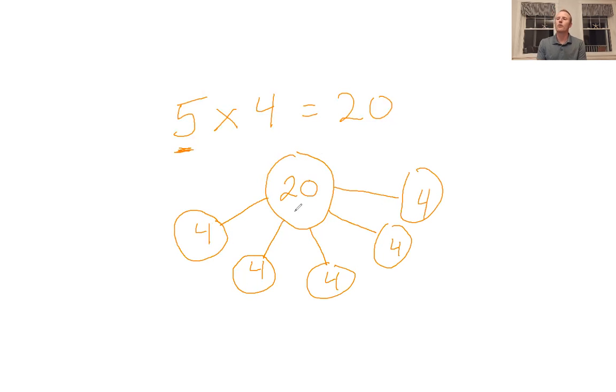All right, so this number bond, again, shows 5 groups because there are 5 separate arms coming off of my total. And each group has the same amount in it, which is critical for multiplication. And the size of each group is 4 in this case.